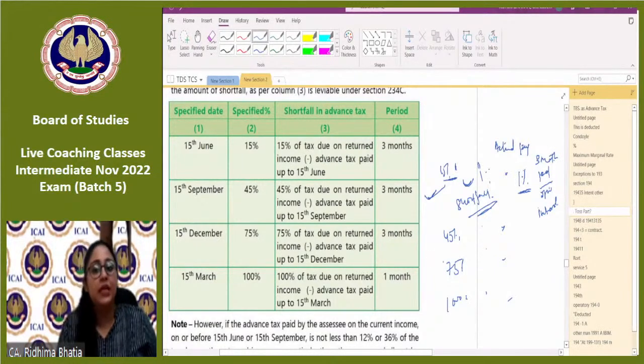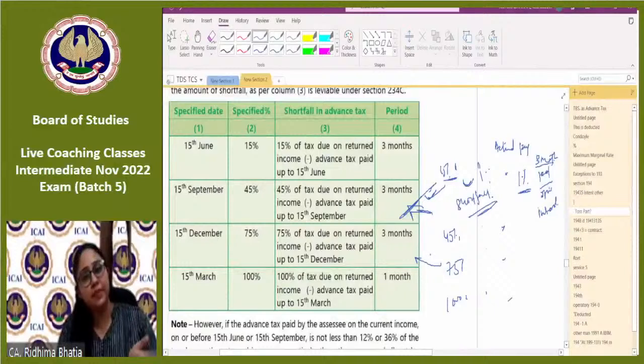Can I say that? Then if you make a default in your second installment, again the interest would be calculated from 16th of September to 15th of December. So again 3 months maximum. Then third installment में जो default हुआ उसपे भी 3 months interest from 16th December to your 15th March.